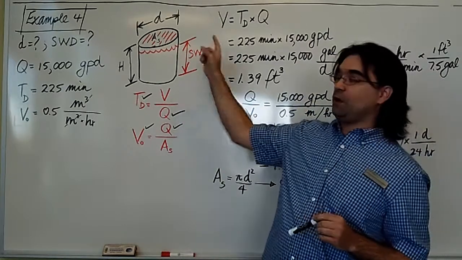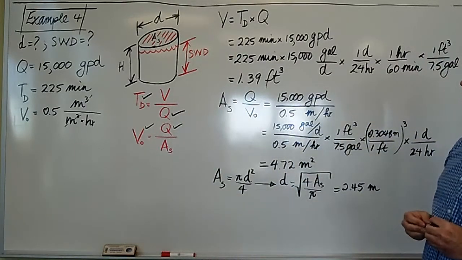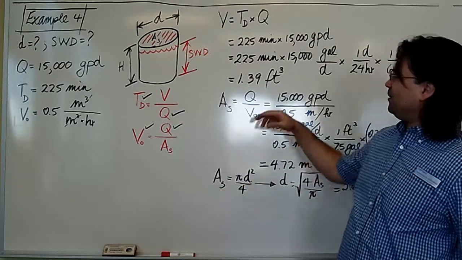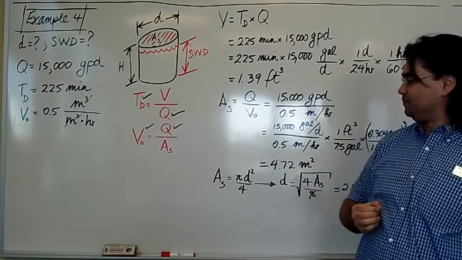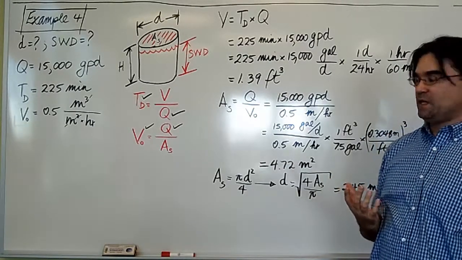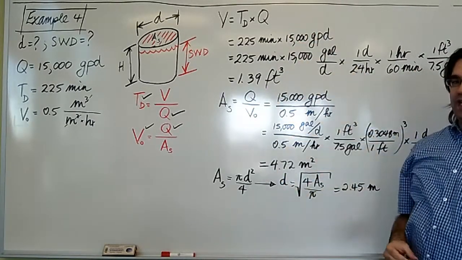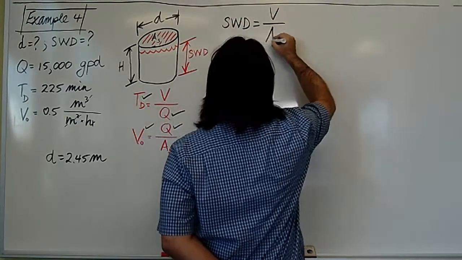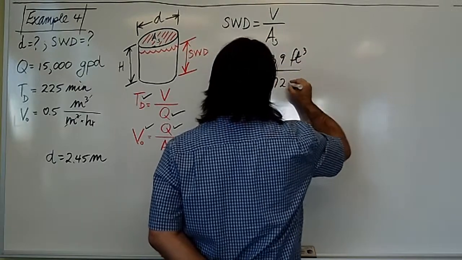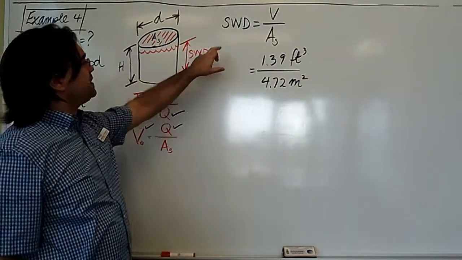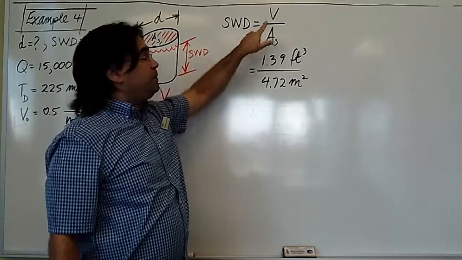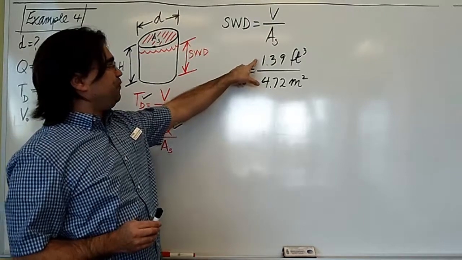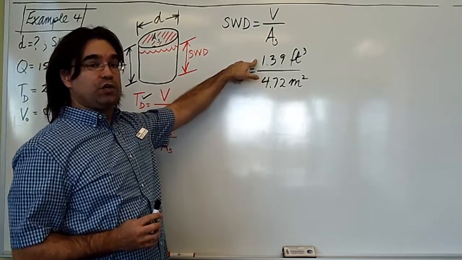What about the height of water? What is the value of the side water depth? Well, we calculate that by using the value of the area and the value of the volume of water. Okay? So what I'm going to do is erase this so that I have a chance to show that in more detail. Okay, so remember this, the height of water is equal to the volume of water divided by the surface area, because it's a cylinder. The volume of water we found was 1.39 cubic feet.